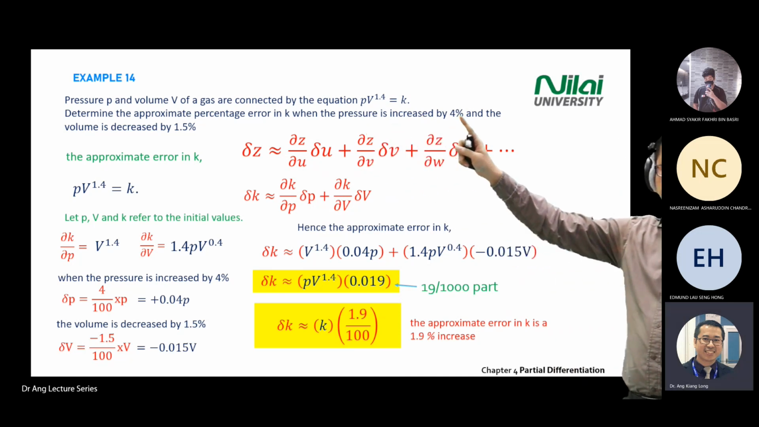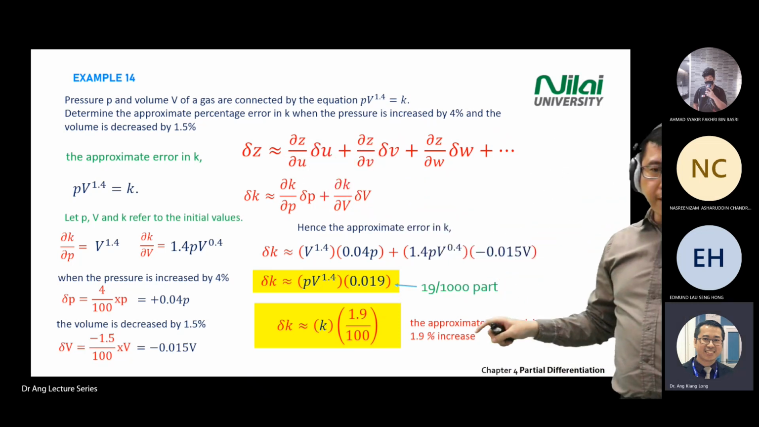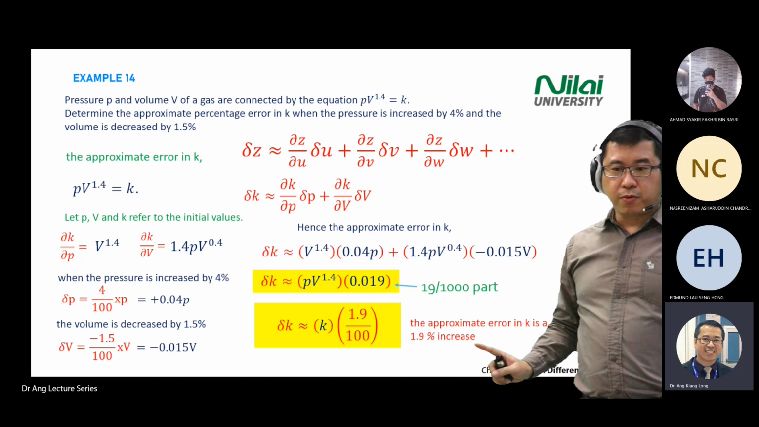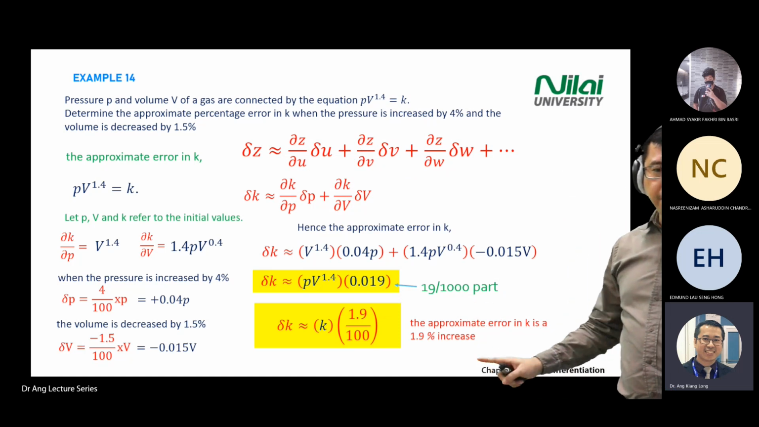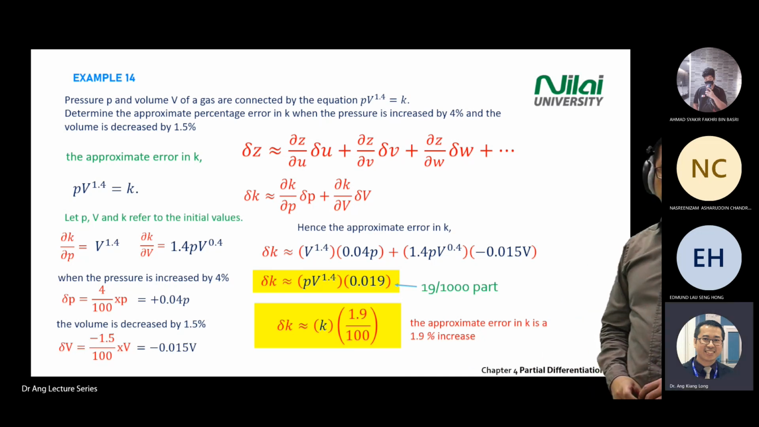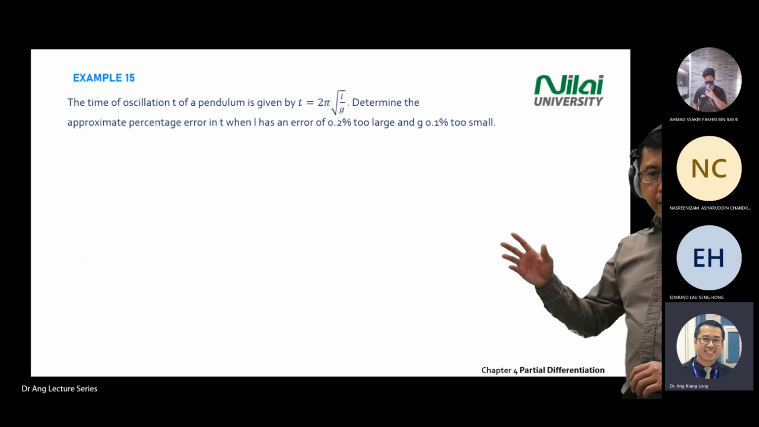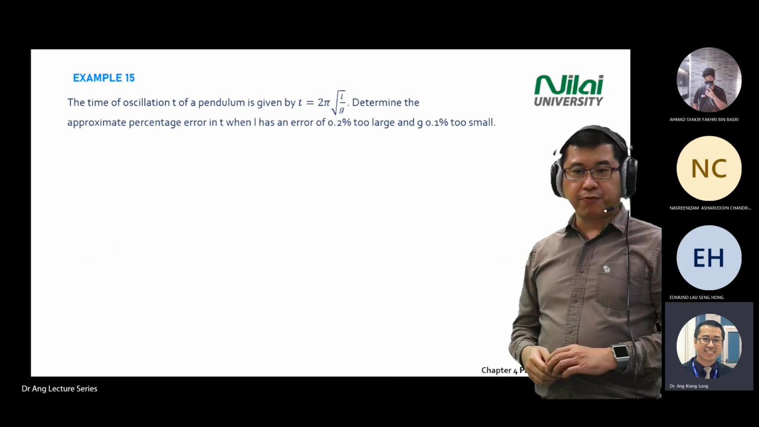If you increase the pressure 4% and you decrease the volume by 1.5%, the approximate error in K will be a 1.9% increase. Okay, so this is for approximation. Let's look at one more example, example 15.